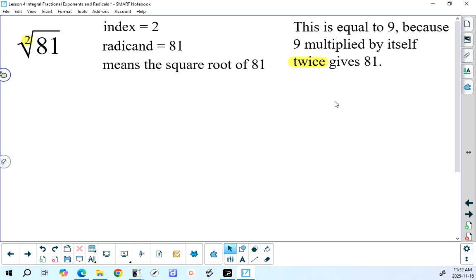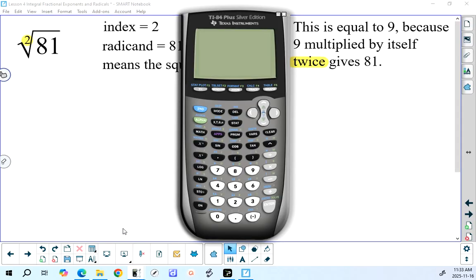And I'm perfectly aware that everybody can grab their calculator, find the square root function on your calculator and enter 81 and figure out that it's 9. But in this lesson it's important, and in high school math it's important, that you understand the square root of 81 is 9 because 9 multiplied by itself twice will give you 81. Or the square root of 81 is 9 because 9 squared gives you 81.